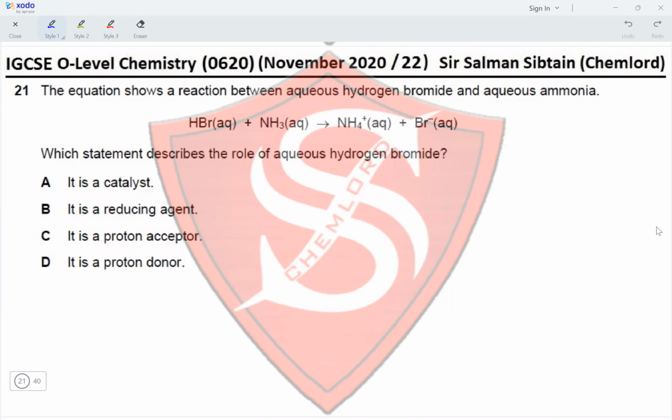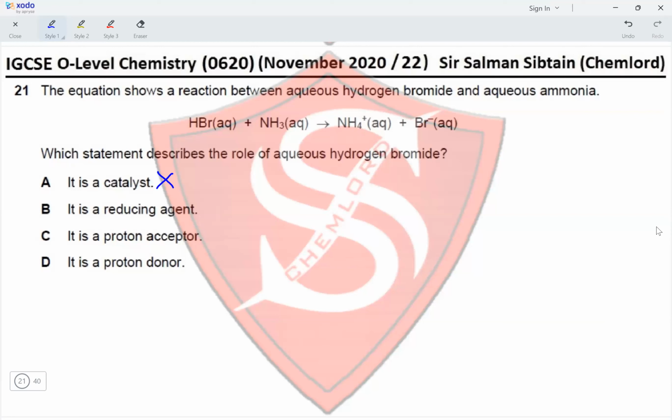So HBr is converting into Br negative. That means it is giving its H positive ion to ammonia. So it is acting as a proton donor. So is it a catalyst? No. Is it a reducing agent?